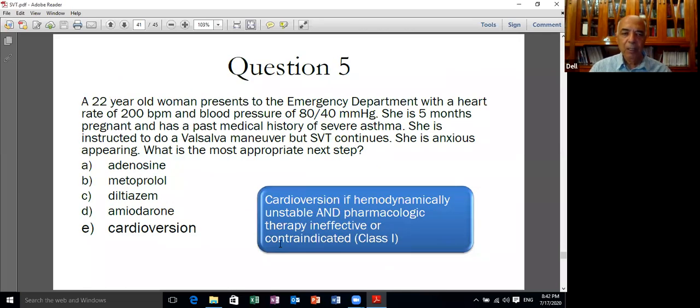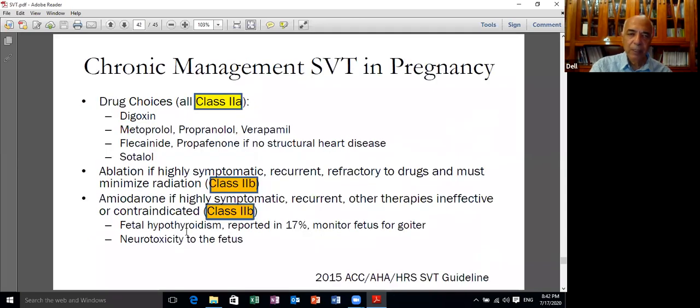But so the answer of the question is cardioversion, which is not contraindicated in pregnancy. Same way, same dose, same approach like in normal non-pregnant individuals. But in chronic therapy, we prefer safe drugs. Digoxin has proved its safety for 250 years now, but it's still not used as a first choice.